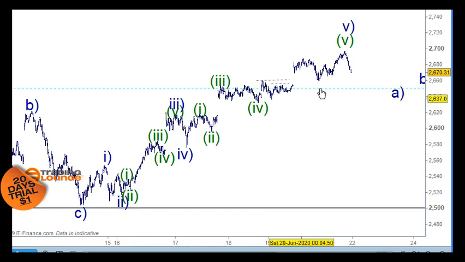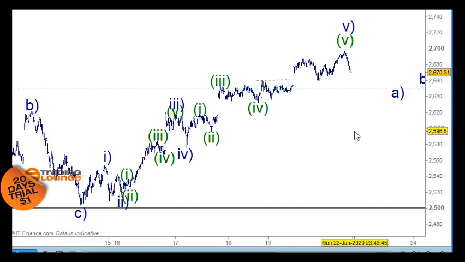This move here could extend out further on itself, because when we think about it, wave 1 here is small, wave 3 is bigger, but then wave 5 here is even bigger still. So it's actually expanding to the upside. So this count could have a corrective pattern here and then move higher as well.